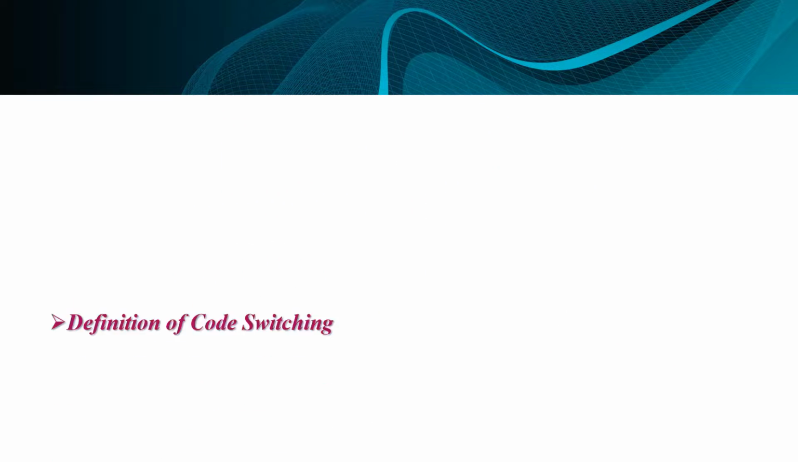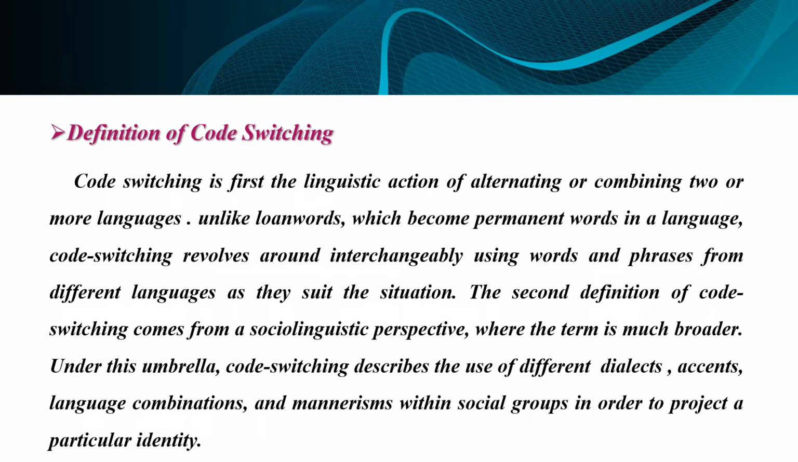First, we start by defining code switching. Code switching is first the linguistic action of alternating or combining two or more languages. Unlike loan words, which become permanent words in a language, code switching revolves around interchangeably using words and phrases from different languages as they suit the situation.